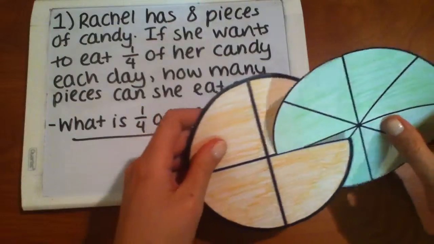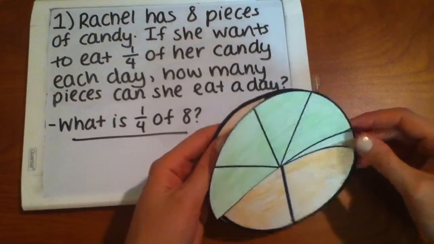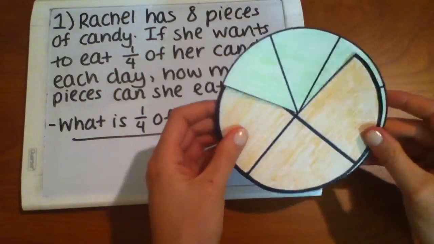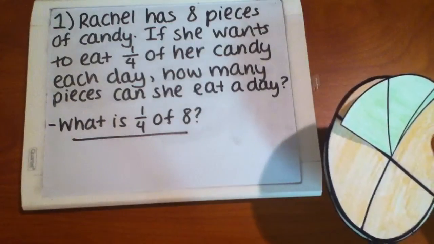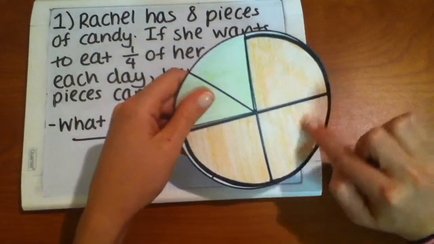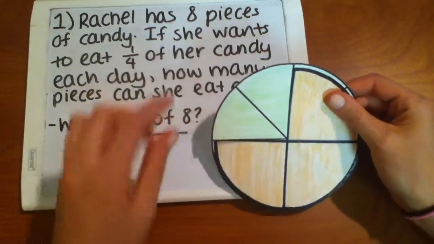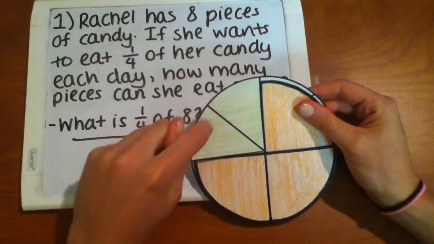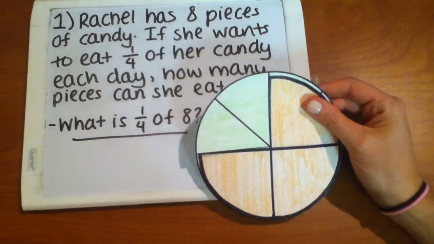So to do this, I've just cut slits in these circles. And we want to see how much of a whole divided into 8 parts equals 1/4 of a whole divided into 4 parts. So if we take our part that's divided into 4 parts, and we just place behind it the one that's divided into 8 parts and see how many parts make up 1/4. Well, we can see here that 2 parts of the whole divided into 8 pieces make up 1/4 of the whole divided into 4 pieces.